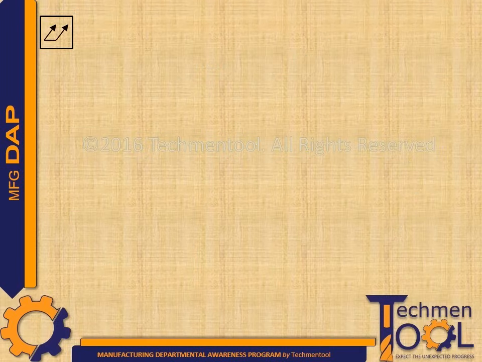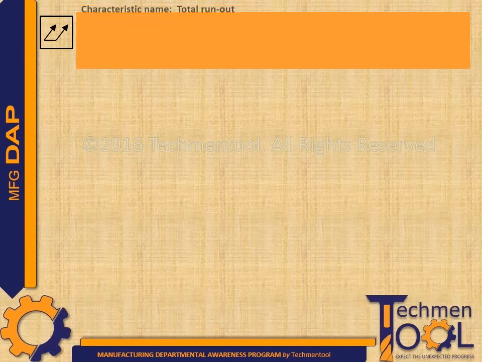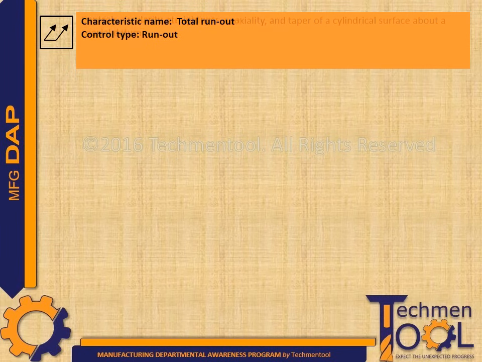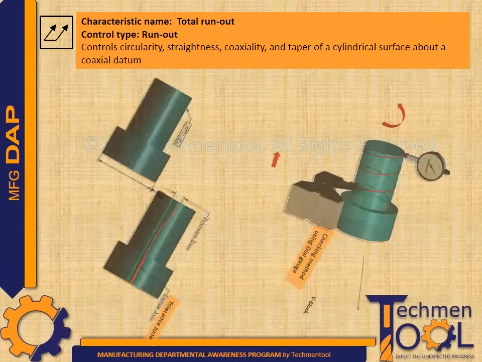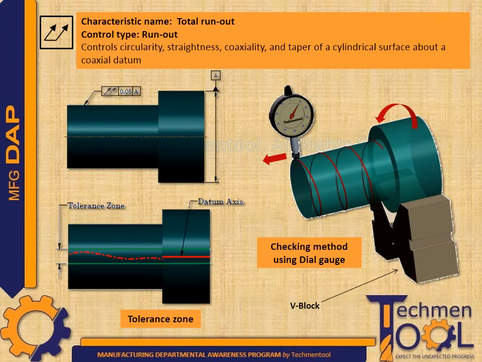Let us learn about the total runout characteristic, its control category, runout type, and that it controls circularity, straightness, coaxiality and taper of a cylindrical surface about a coaxial datum. In the given example, the tolerance zone of 0.05 of the feature will be measured using a dial gauge by moving its plunger on the entire surface of the feature with respect to datum A, which will be rotated by placing it on the B block as shown in the picture. The deflection of the dial gives the actual total runout value. That value should be within the tolerance zone.